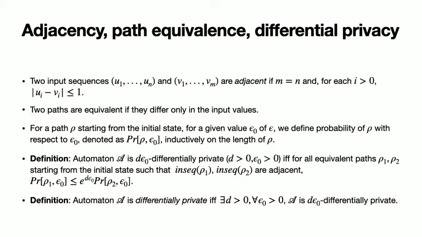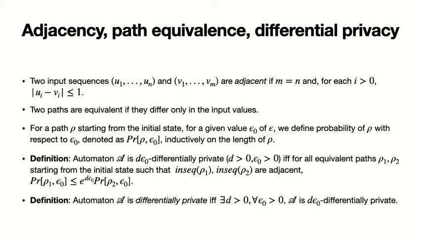Now, if you consider two paths, we say that two paths are equivalent if they differ only in input values. That is, the sequence of transitions is the same, only the input values are different. Now, for a path rho starting from the initial state and for a given value epsilon 0 of epsilon, we define a probability of rho with respect to epsilon and represent it as probability of rho of epsilon 0. And this is essentially the probability that the automaton generates the out-sequence of rho when it is fed a sequence of query values given by the in-sequence of rho.